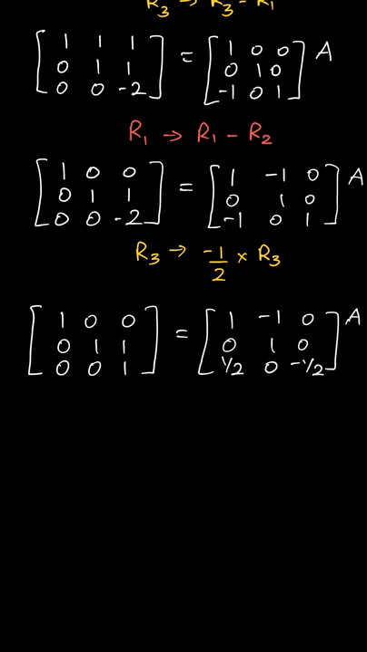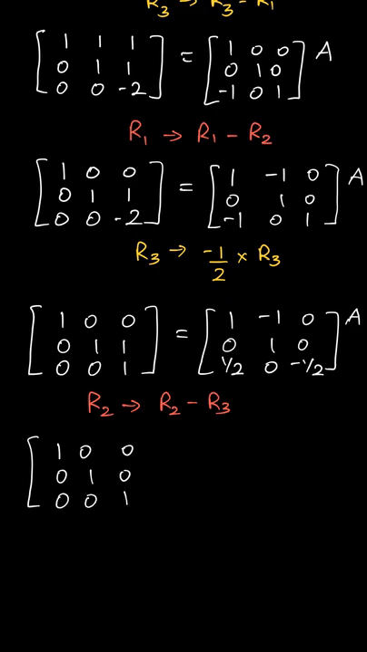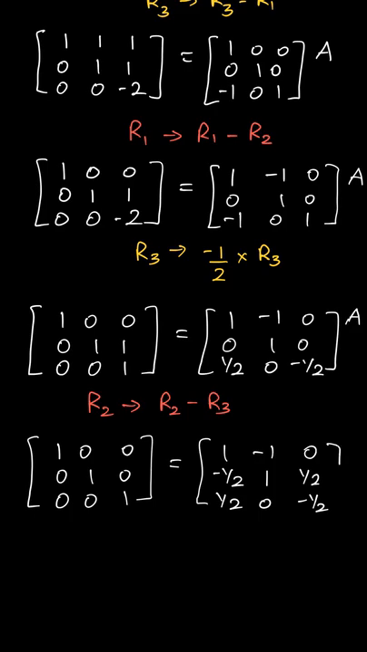After that we need to make this element 0. For that we will change row 2, where we will have R2 minus R3. So here the matrix becomes the identity matrix. And this becomes equal to 1, minus 1, 0. In R2 it will be 0 minus 1 by 2, which is minus 1 by 2, then 1 minus 0 is 1, and 0 minus minus 1 by 2 is 1 by 2. And the next row remains the same.